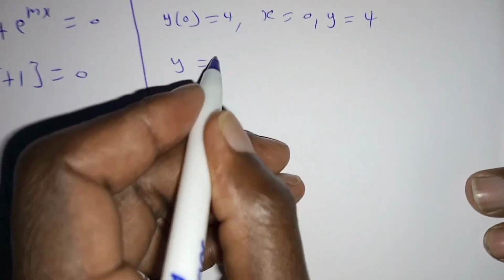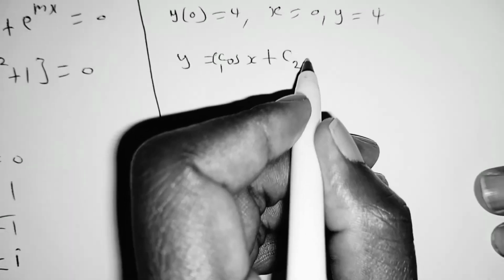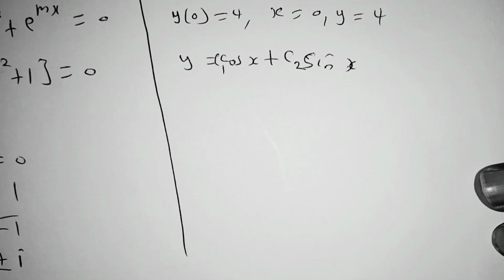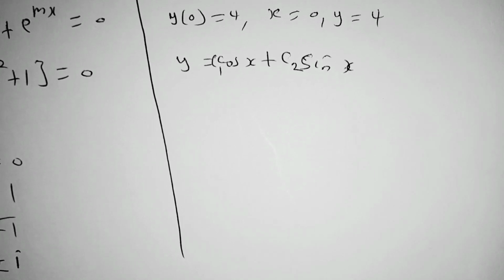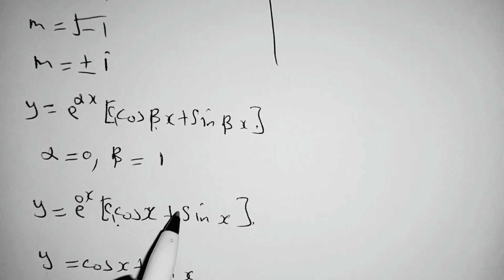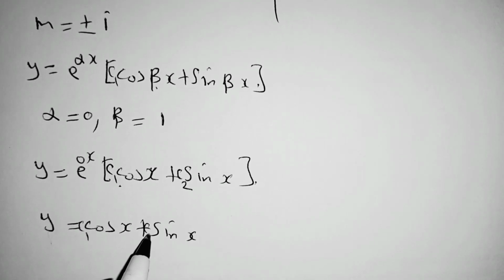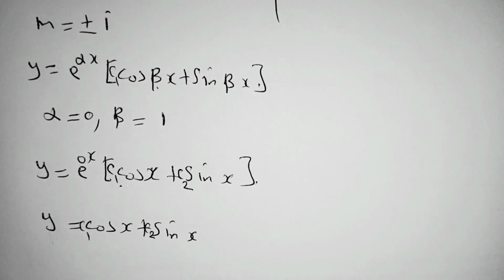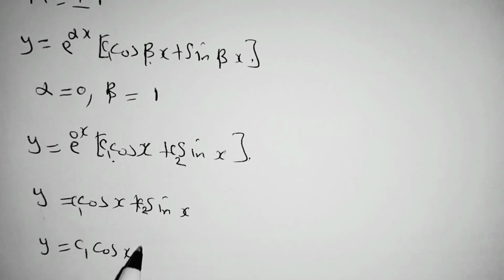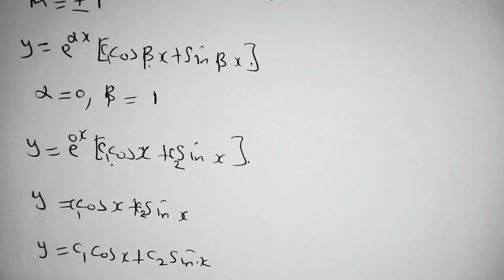So y is equal to c1 cos of x plus c2 sine of x. Note that there is a constant here, c1. This other part here, c2. Here there is a constant, c1, c2. Y is equal to c1 cos of x plus c2 sine of x. So that is the general solution.